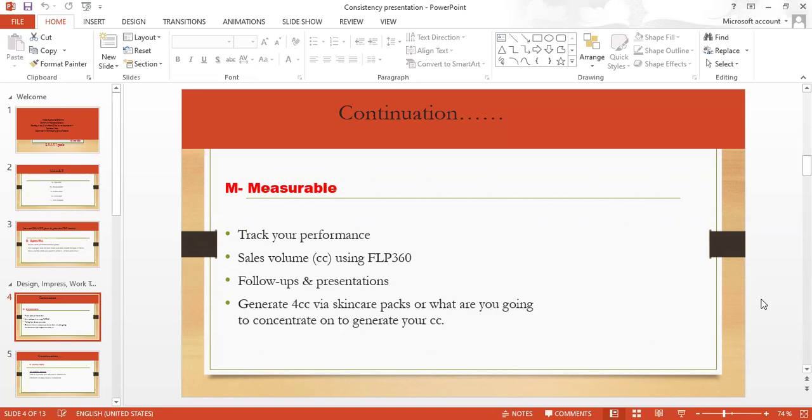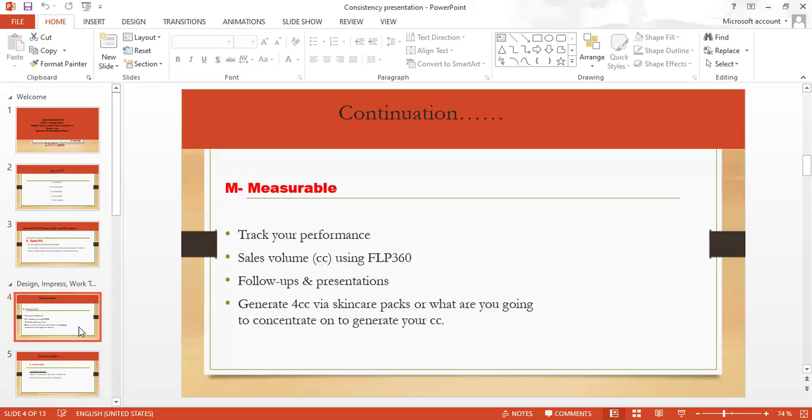So generate 4 CCs. You say, okay, how are you going to do those 4 CCs? You're going to sell a skincare package, or you're going to concentrate on C9. We were taught yesterday to concentrate on a specific product. So that way you're going to make your goals measurable.